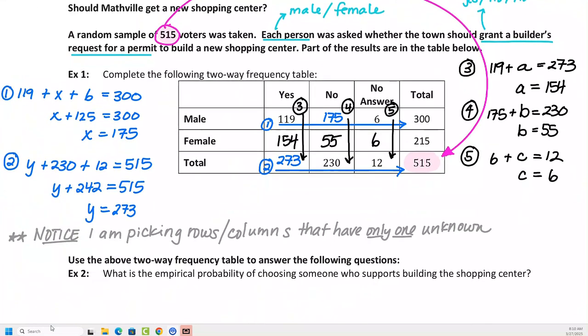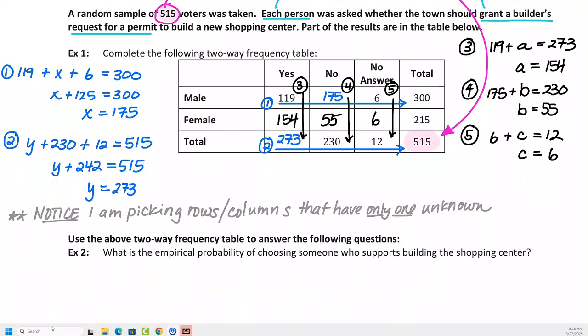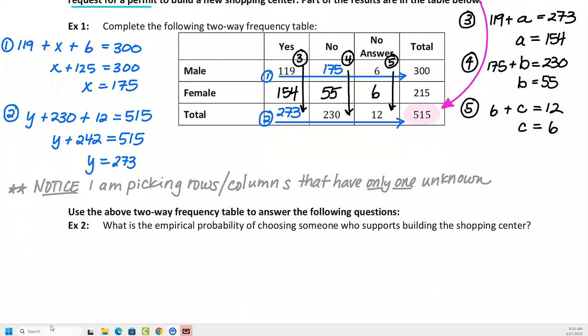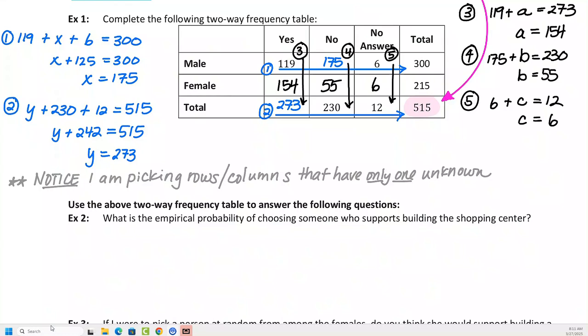Okay, so is filling in the table going to be difficult? Yeah, it's not going to be bad at all. Okay, so let's take a look at the following 3 examples. It says, use the two-way frequency table to answer the following questions. So I'm going to come down here. The first question is, what is the empirical probability of choosing someone who supports building the shopping center?